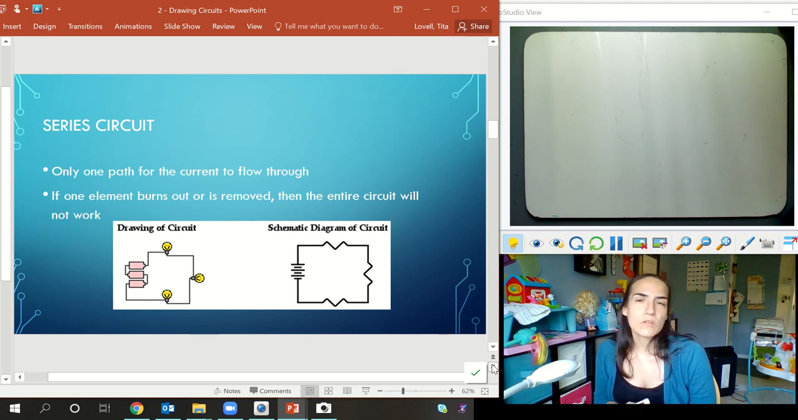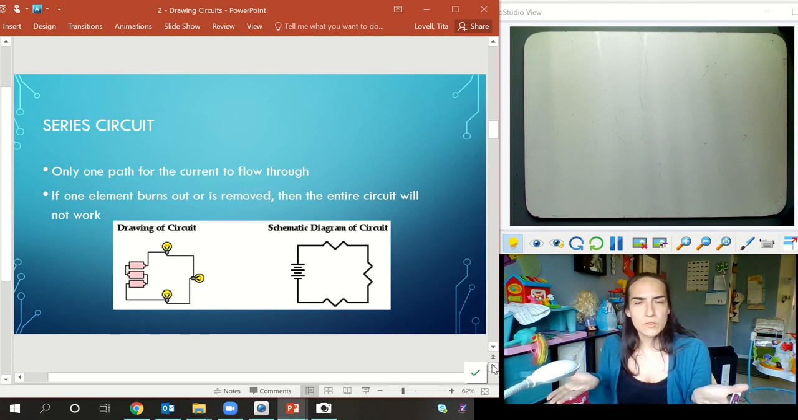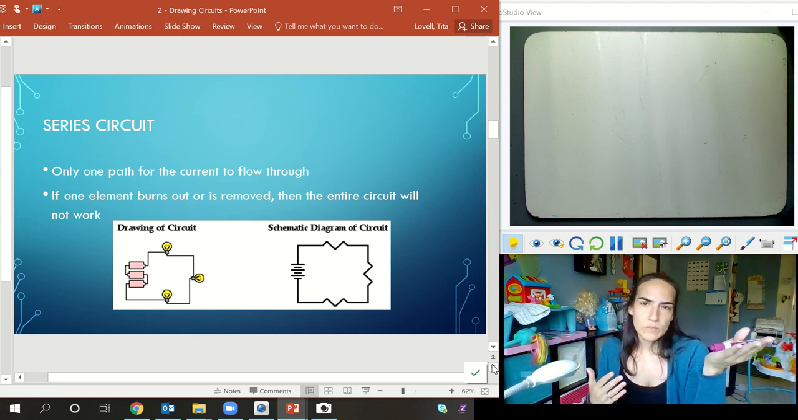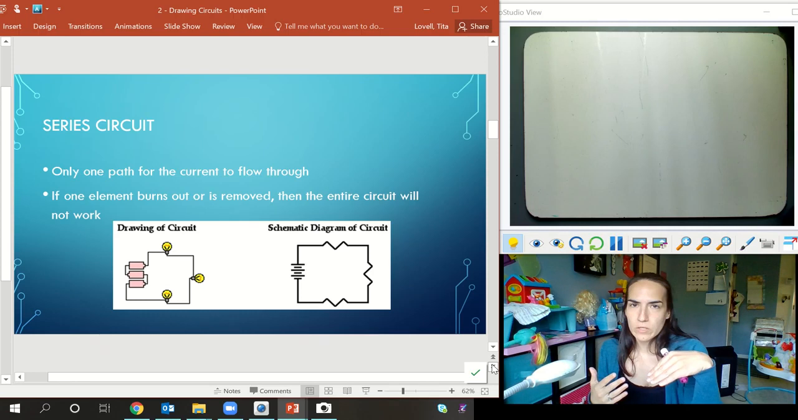What's important to note is that if one element in a series circuit is burnt out, the entire circuit does not work. So Christmas lights used to be this way, where you had all the lights strung on one wire, and when one burnt out, the whole light string did not work. That would be an example of a series circuit.